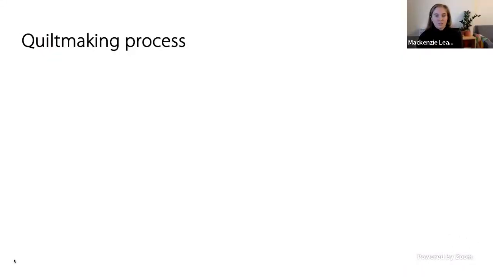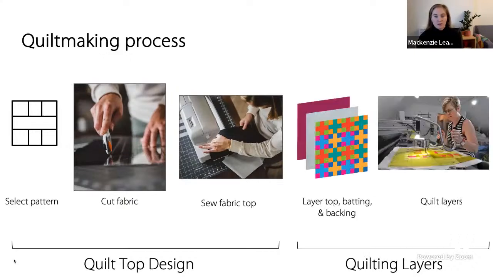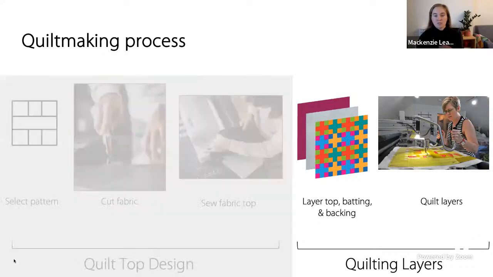So quilting is often divided into 2 main stages: designing and constructing the top, and then sewing the layers together into a quilt sandwich, which is what gives quilts their puffy texture. And computation is becoming an increasingly common part of the quilt making process, but mostly in the second phase of quilting, which is putting the layers together.